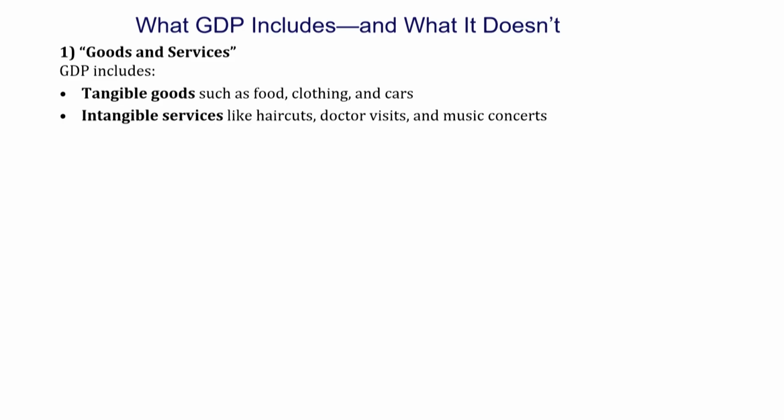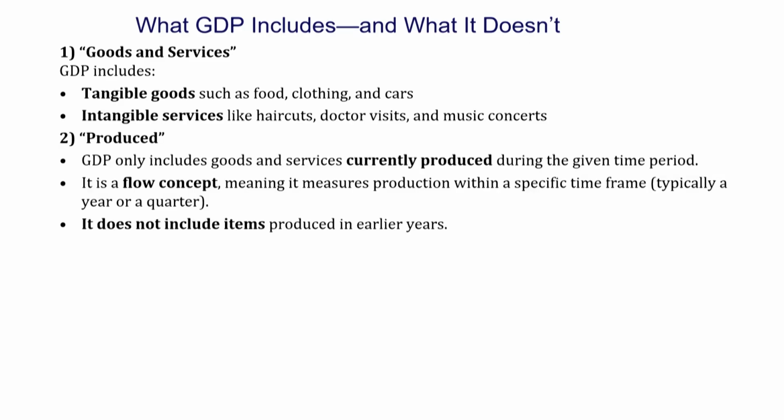One of the main concepts that we use in the GDP definition is goods and services. GDP includes both tangible goods and intangible services. Tangible goods means food, clothing, cars, etc. And intangible services like haircuts, doctor visits, music concerts, etc. Then the second component: GDP means the market value of goods and services produced. That is the second element in the definition, that is produce.